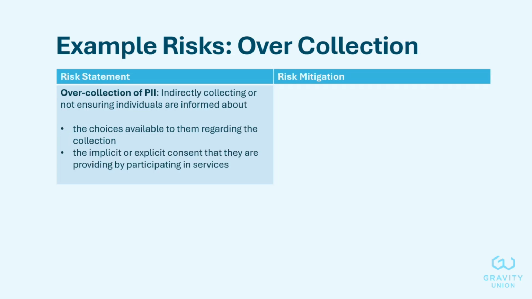So another risk that is common to most organizations is the overcollection of PII. So this is defined as indirectly collecting or not ensuring individuals are informed about the choices available to them regarding the collection, or getting implicit or explicit consent that they are providing their personally identifiable information by participating in the services.